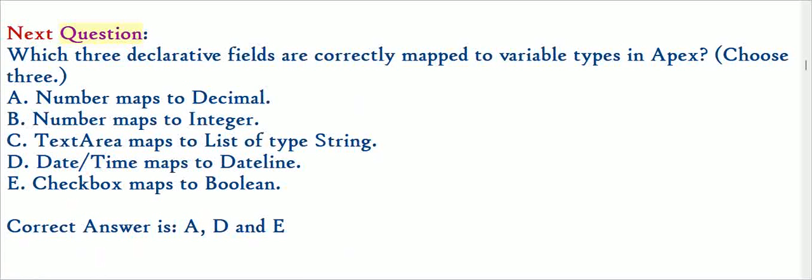Next question. Which three declarative fields are correctly mapped to variable types in Apex? Choose 3. A. Number maps to decimal. B. Number maps to integer. C. Text area maps to list of type string. D. Date/time maps to dateline. E. Checkbox maps to Boolean. Correct answer is A, D and E.